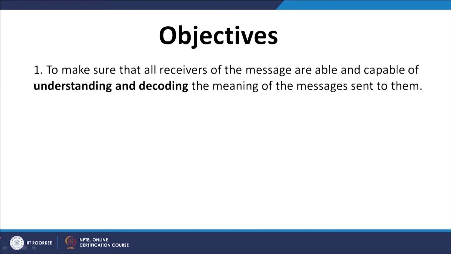So in case of objectives of risk communication, one of the critical objectives is to make sure that all receivers of the message are able and capable of understanding and decoding the meaning of the message sent to them. So when senders are sending a message to the receiver, they should be able to understand and decode the meaning that the sender sent. Okay? The message should be very clear.